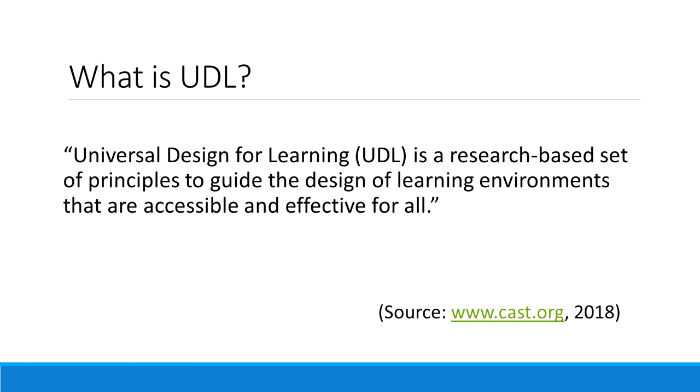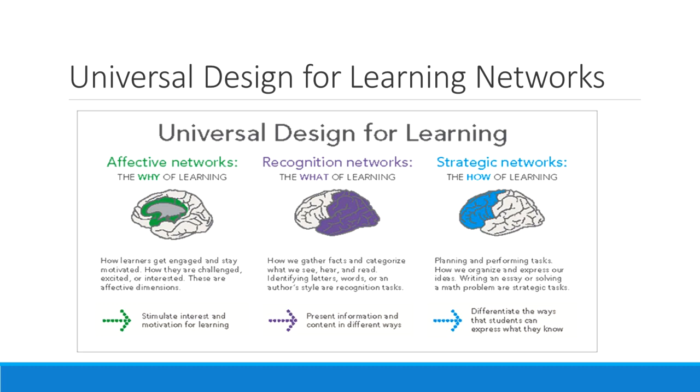Universal Design for Learning, or UDL, is a research-based set of principles to guide the design of learning environments that are accessible and effective for all. The idea of Universal Design for Learning came out of the CAST organization. They said that if you can focus on 3 major networks of the brain, you can encourage and increase the learning. They found that if you can impact the affective network, the recognition network, and the strategic network, learning increases.